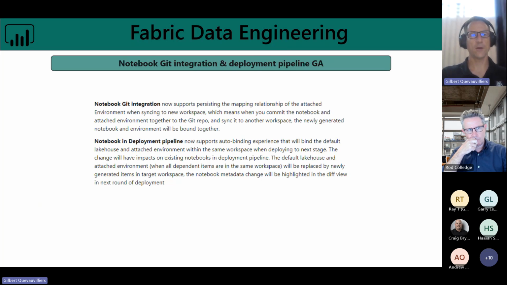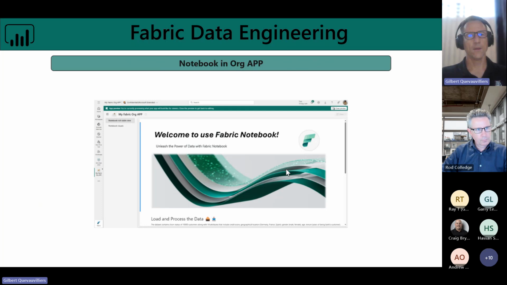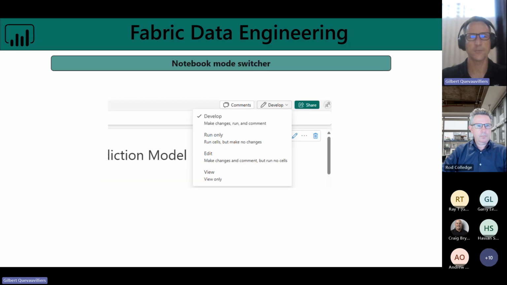Then the Notebook Git integration and deployment pipeline is generally available. So the Notebook Git integration, integrating with Git, and notebooks and deployment pipelines now are supported for Git integration. The notebook in an organizational app. So these are the organizational apps which were previously released. They had a bit of limitation. So now you can not only add a report, you now can add notebooks into that organizational app for users to view and interact with.